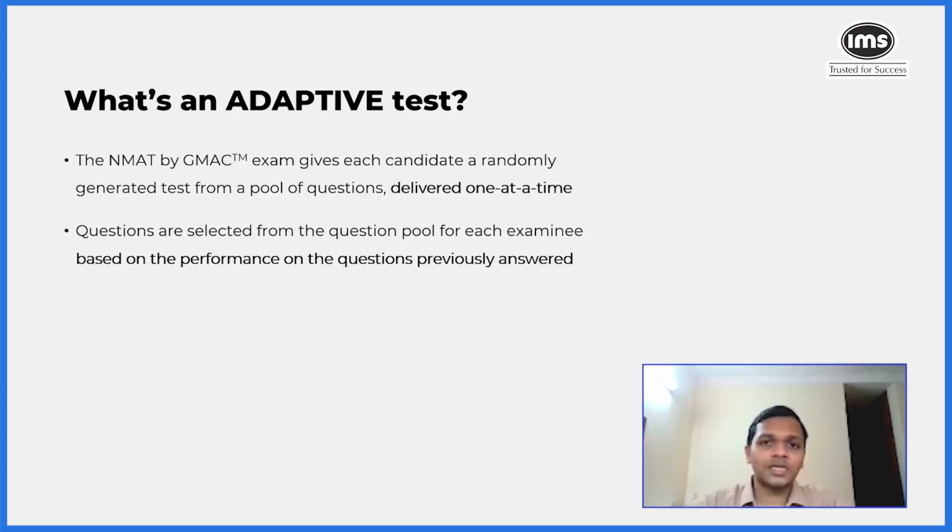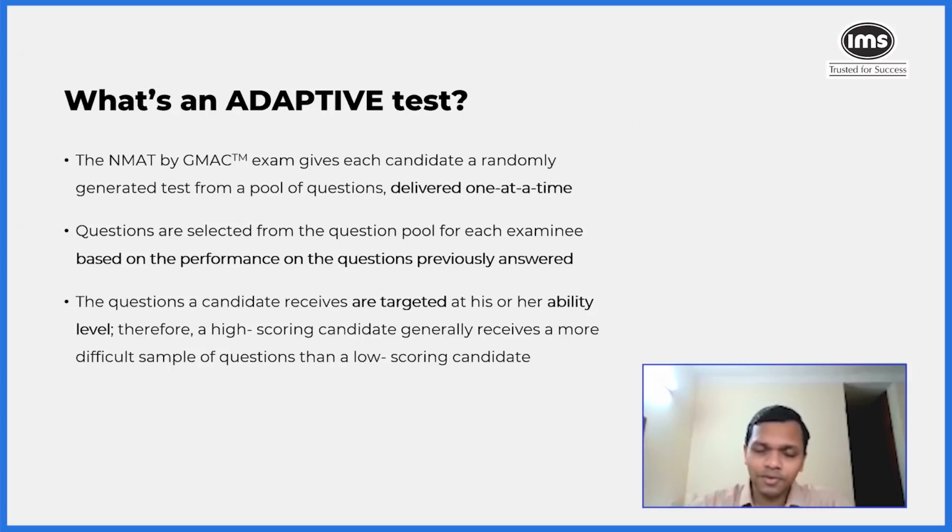So what happens is that throughout the test, the difficulty of the test keeps fluctuating depending on how you are performing on the test. So the questions a candidate receives are targeted at his or her ability level. And that is a very important thing that you need to understand. And as you start scoring in the higher bracket, which means that you are answering more questions correctly, which are also higher in difficulty.